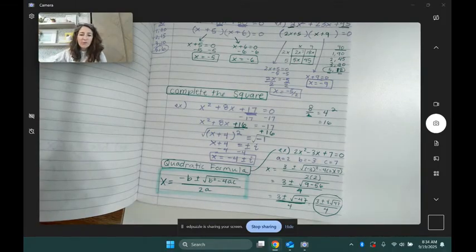So quadratic formula, I want you to always have it in your pocket, but know that often easier methods can be used.